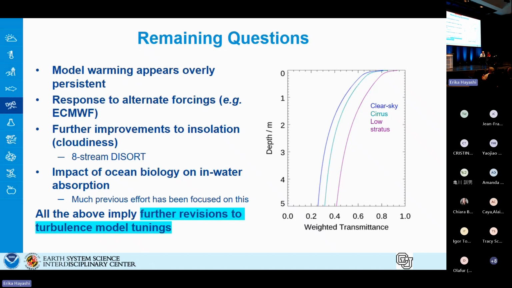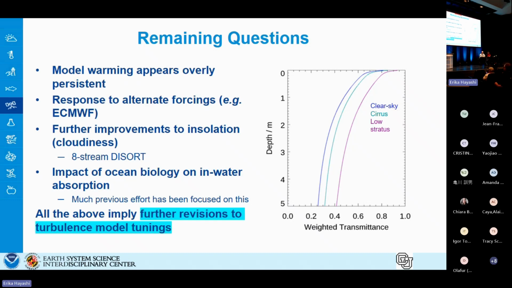So other things that we obviously wanted to do. Unfortunately, the model is still hanging on to its warming a little bit too long after the peak. We haven't really figured out exactly what's behind that yet. That's something we desperately want to try and figure out. And obviously, ocean biology, there's been quite a lot of work on that, which is essentially an in-water absorption term as well. And of course, what I've been talking about overall is the heat source term into the model.